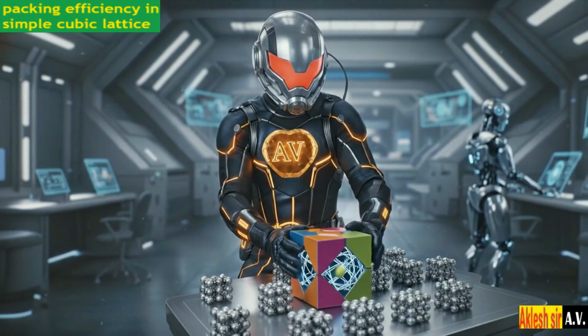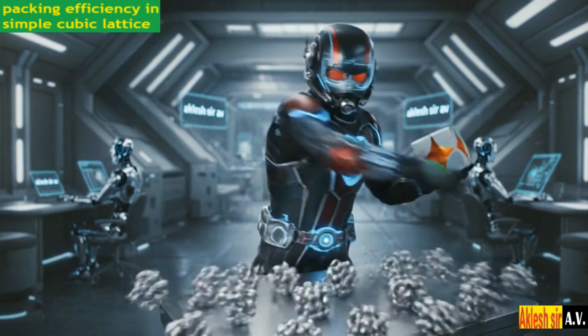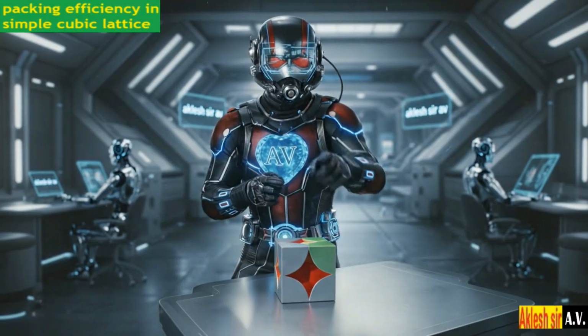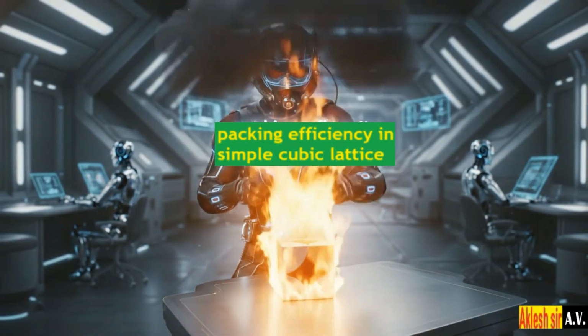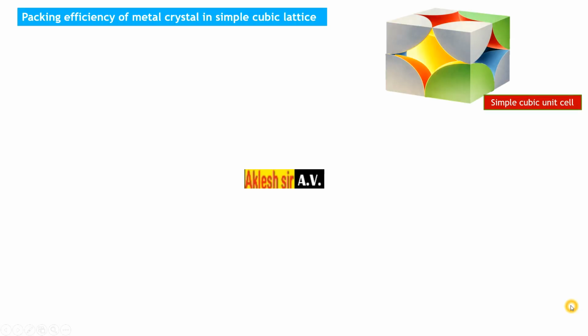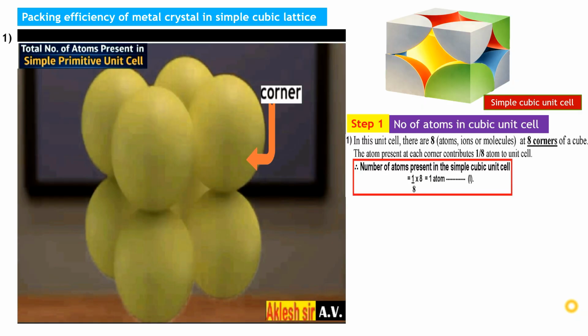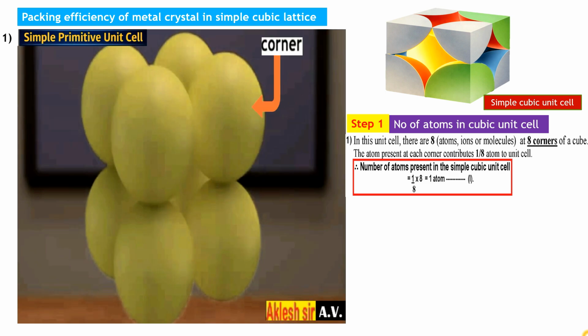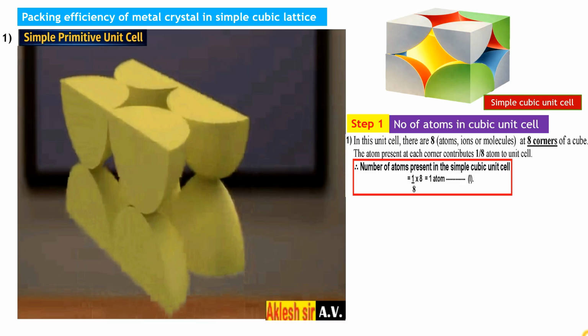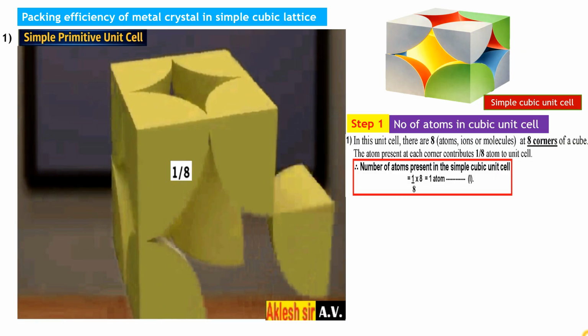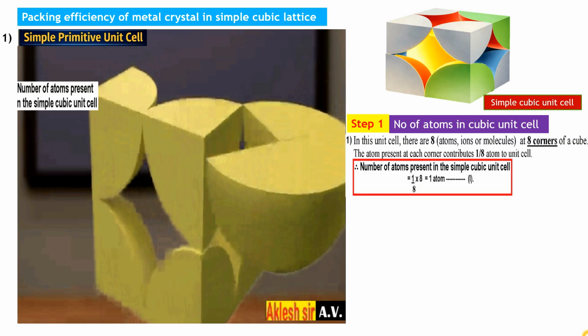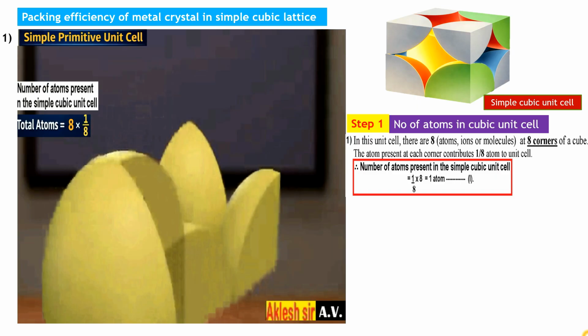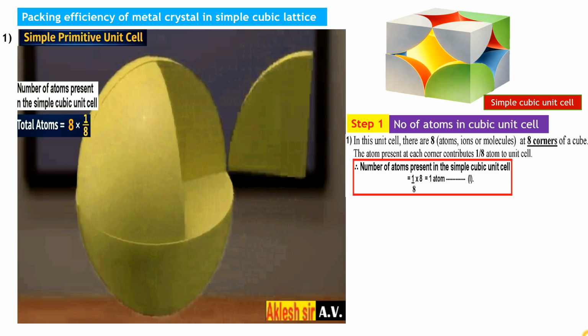Packing efficiency in simple cubic. The packing efficiency of metal crystal in a simple cubic lattice. Step 1. In a unit cell, 8 atoms are present at 8 corners of the unit cell. Since each corner atom is shared by 8 unit cells, its contribution to one unit cell is 1/8. Therefore, the number of atoms in one simple cubic unit cell is 8 multiplied by 1/8, which is equal to 1.